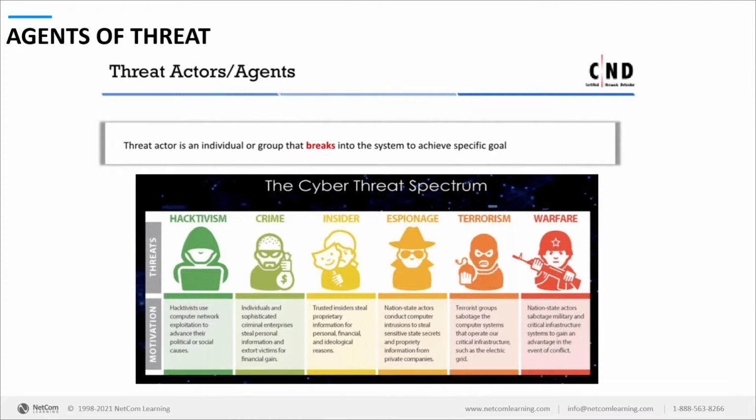Nation state: probably some of the bigger exploits, the bigger hacks, really happen from nation states. Terrorism, we don't see too much, but it's hard to really distinguish whether the Colonial Pipeline was a nation state attack or a terrorist attack. Sometimes it's hard to distinguish between them.